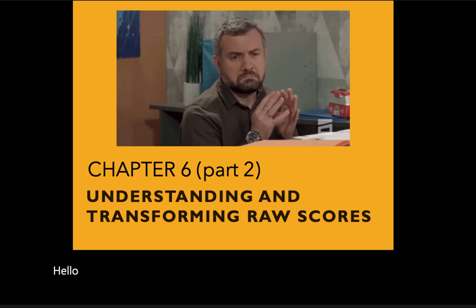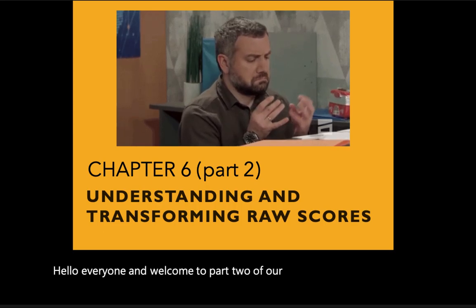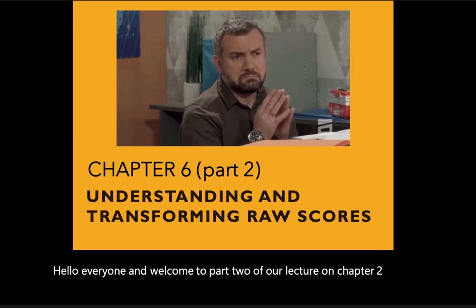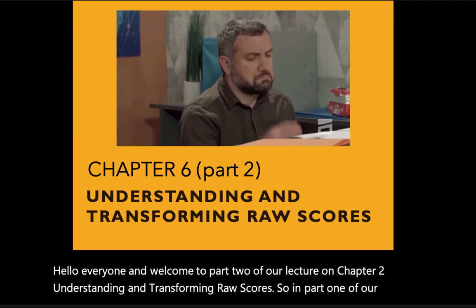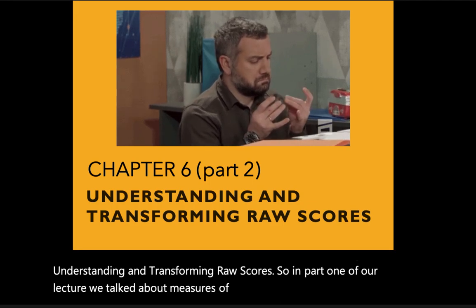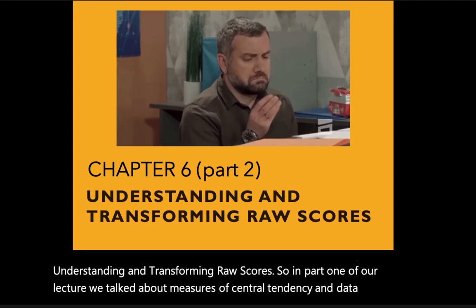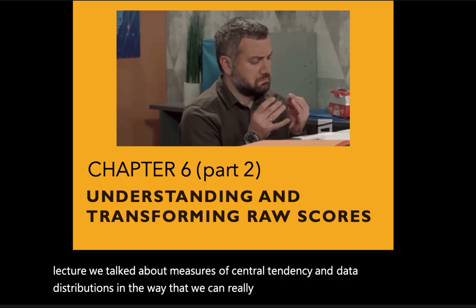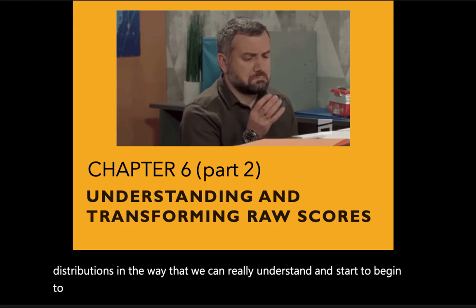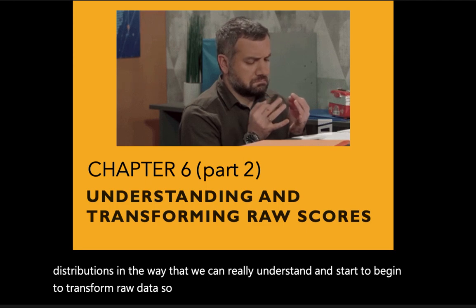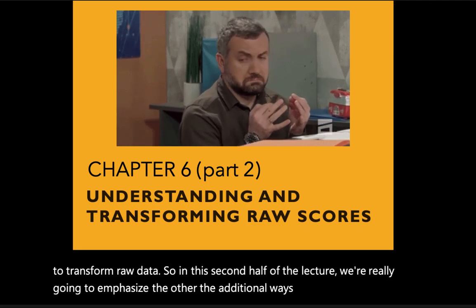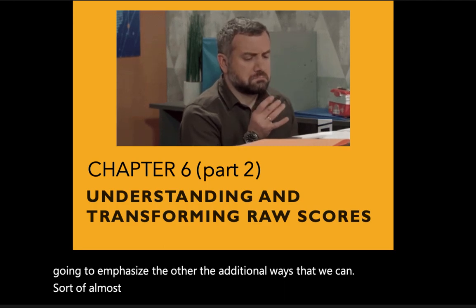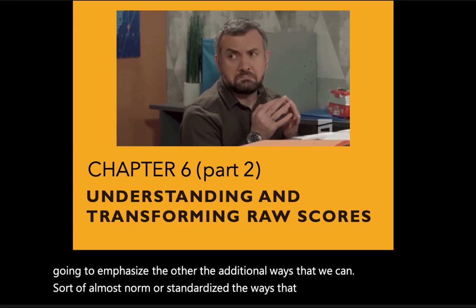Everyone, and welcome to part 2 of our lecture on Chapter 2, Understanding and Transforming Raw Scores. So in part 1 of our lecture, we talked about measures of central tendency and data distributions and the way that we can really understand and start to begin to transform raw data. So in this second half of the lecture, we're really going to emphasize the additional ways that we can sort of almost norm or standardize the ways that we transform our raw scores.